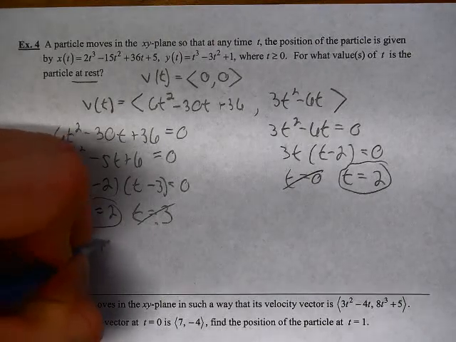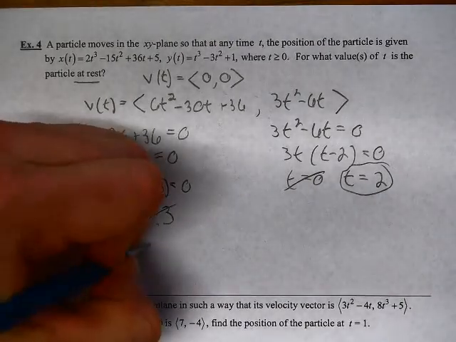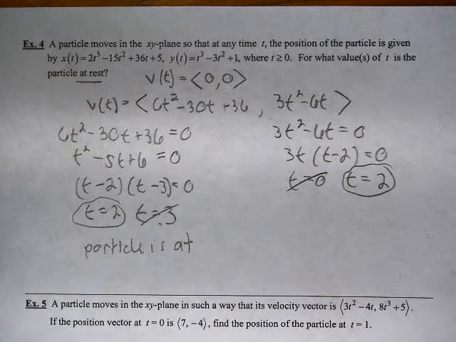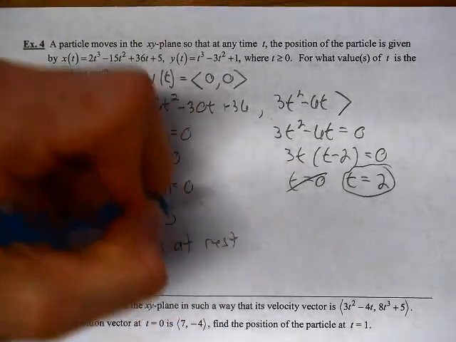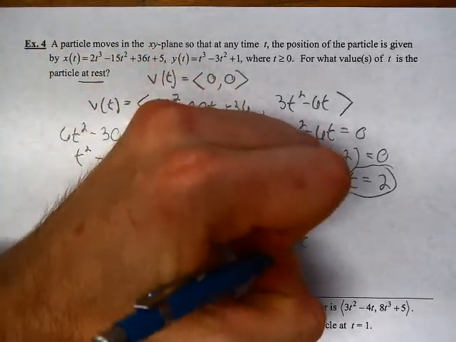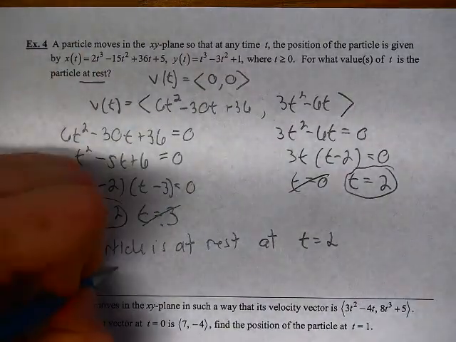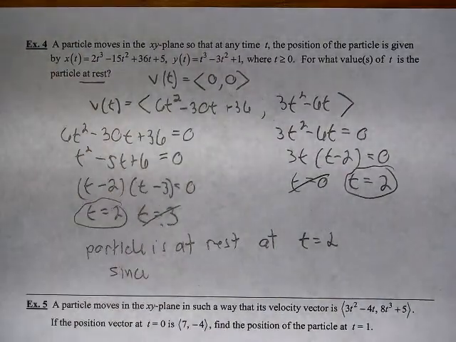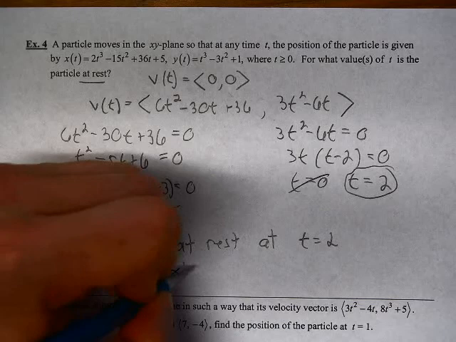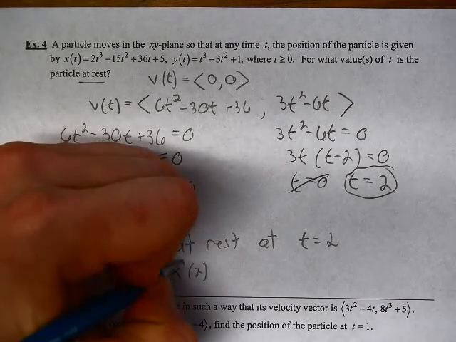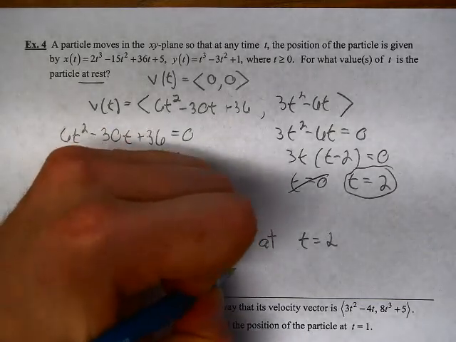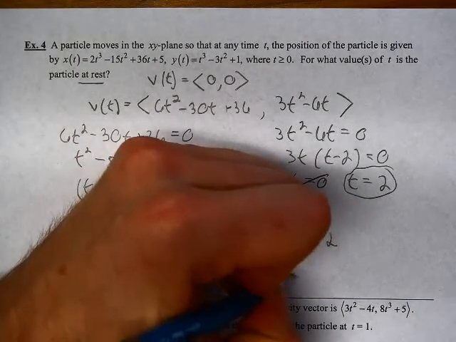So my answer to this would be the particle is at rest at t equals 2. And the reason for that is that x prime of 2 and y prime of 2 are both equal to 0.